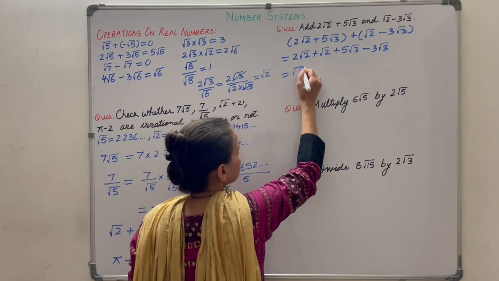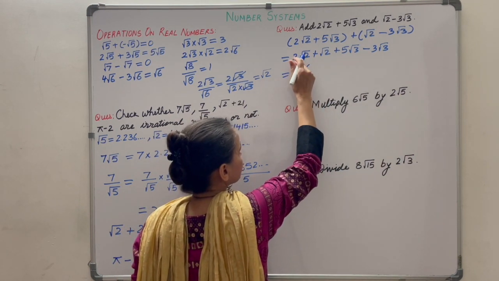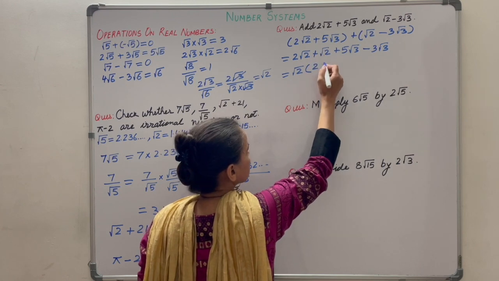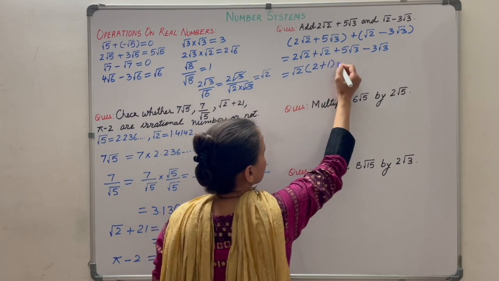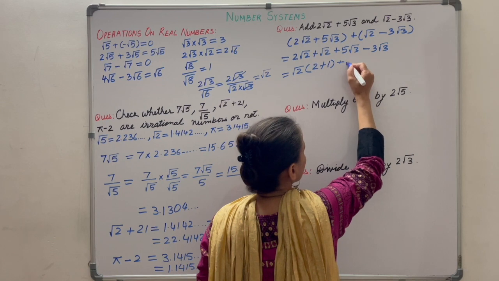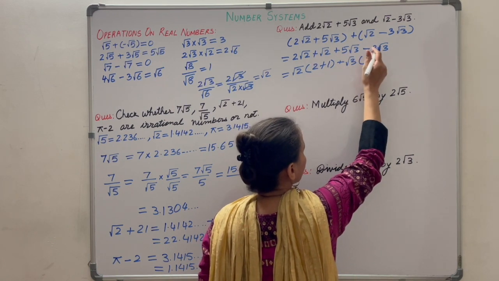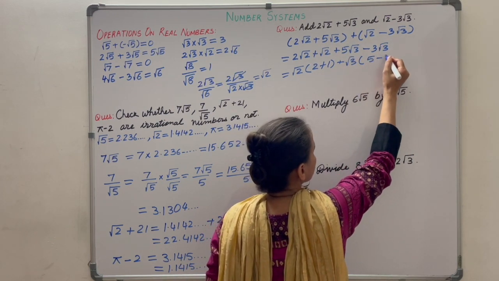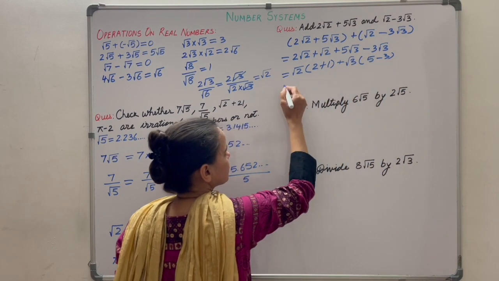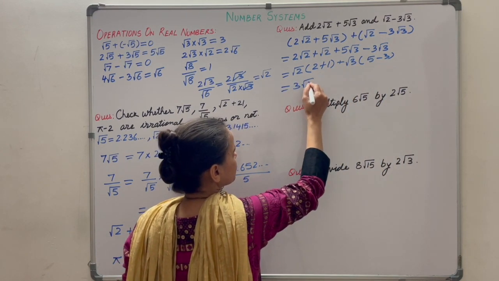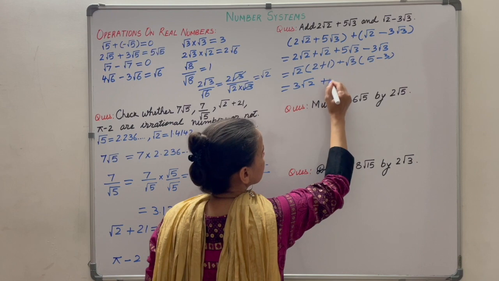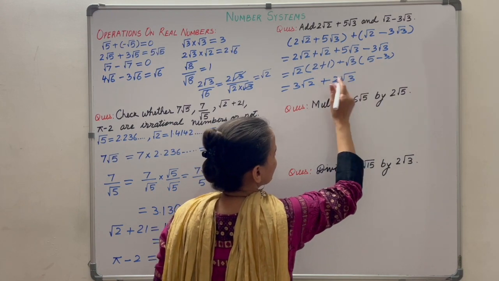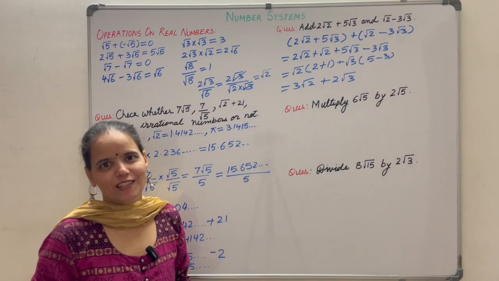I am applying the distributive property here. So inside the bracket you have 2 plus 1. Here I can take root 3 common. So inside the bracket you have 5 minus 3. So 2 plus 1 is 3, so you get 3 root 2. And here you get 2 root 3. So you got an irrational number.